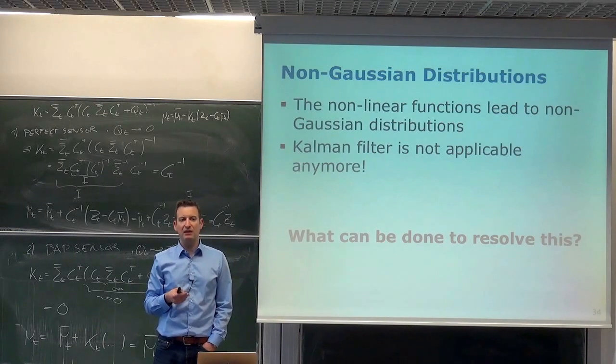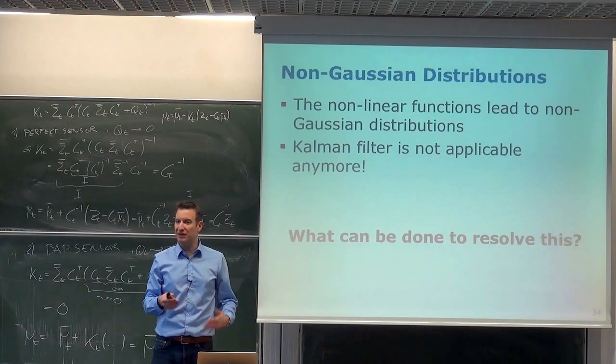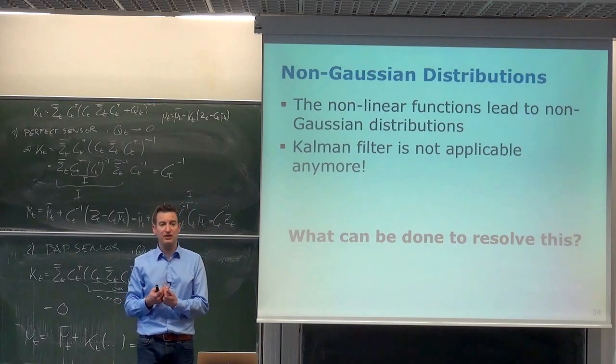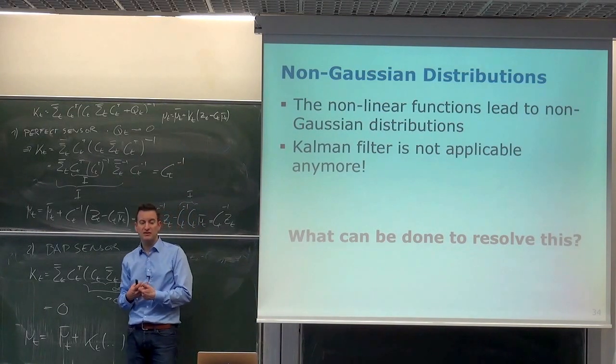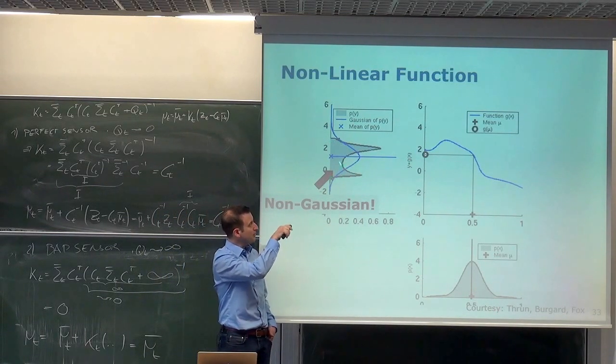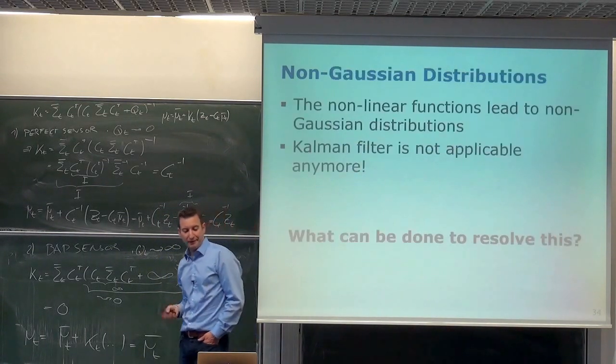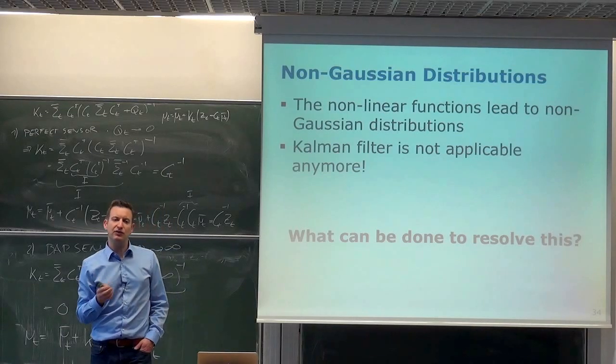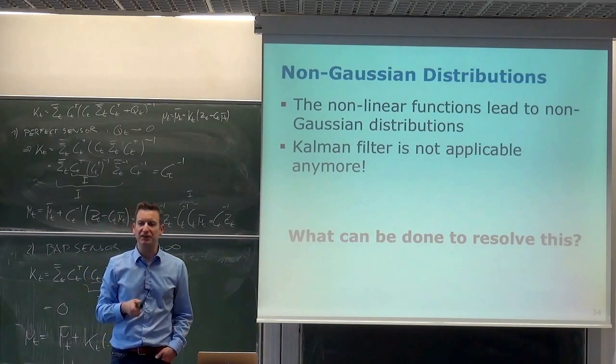And in this case, the Kalman filter is not applicable anymore because the Kalman filter just uses a mean and a covariance matrix to represent its distributions. And again, this cannot be well represented through a mean and covariance matrix. So what can we do? What can we do to resolve this problem? Any ideas? Yeah? I heard it somewhere. We can linearize it. Exactly.